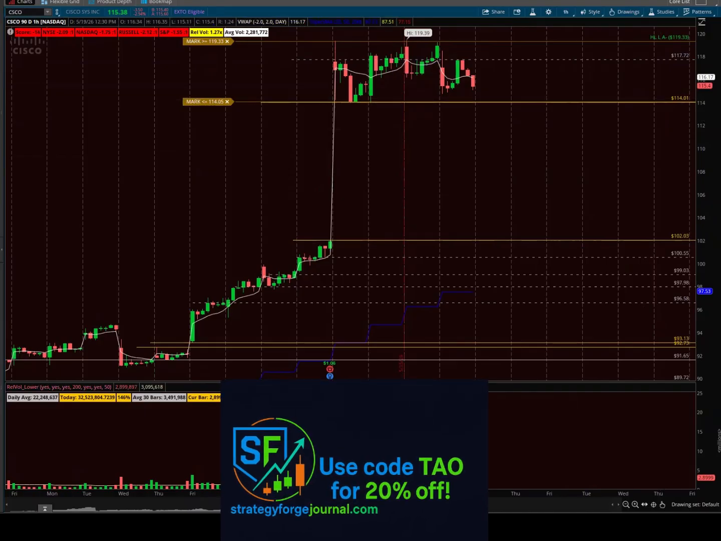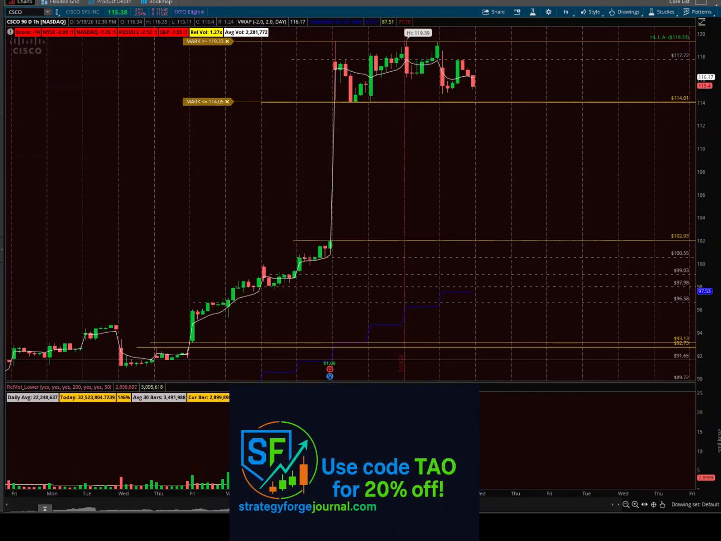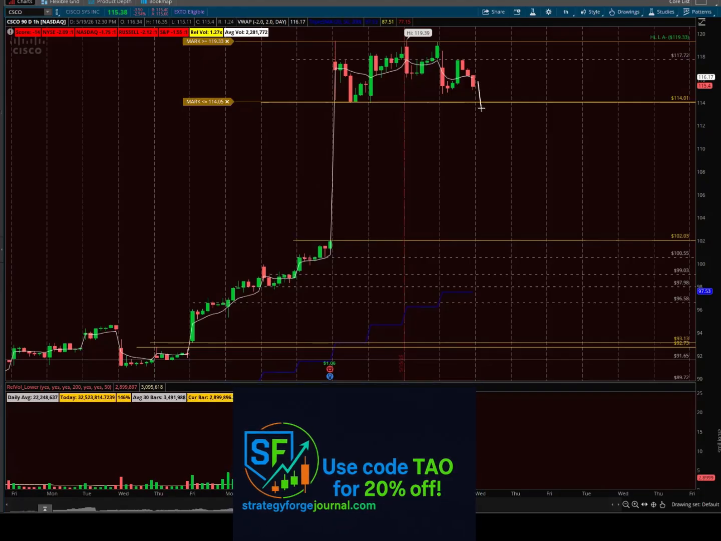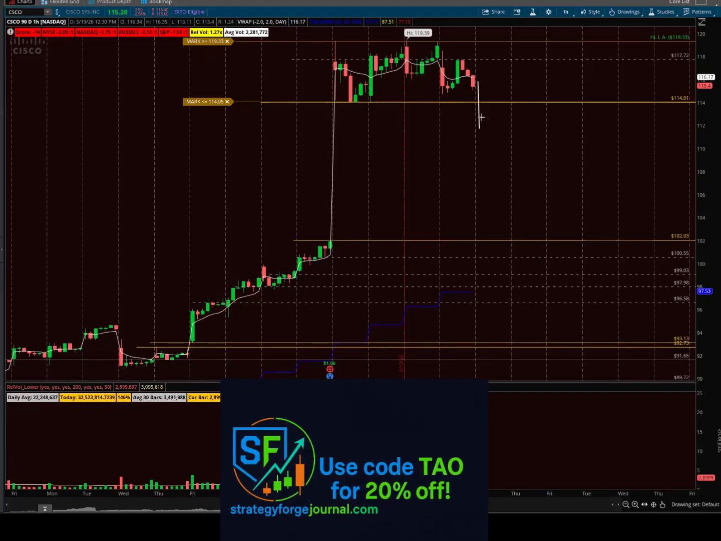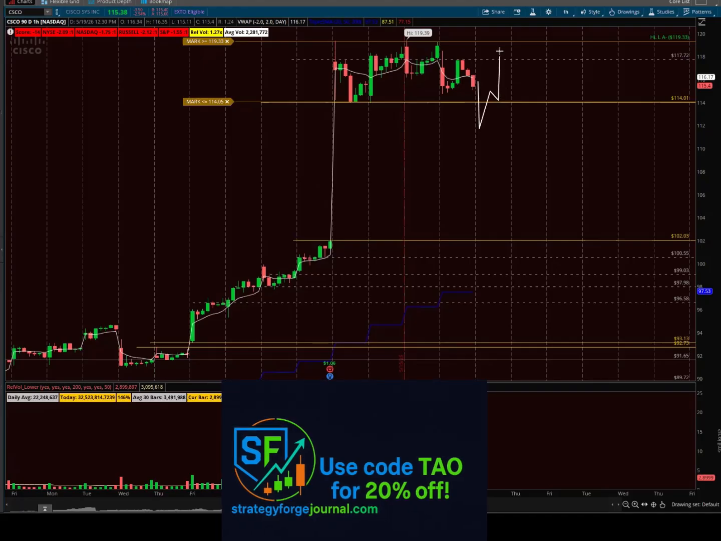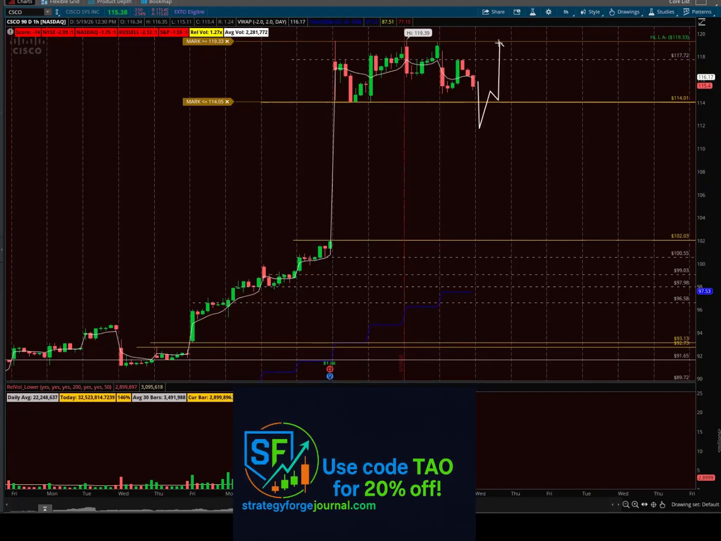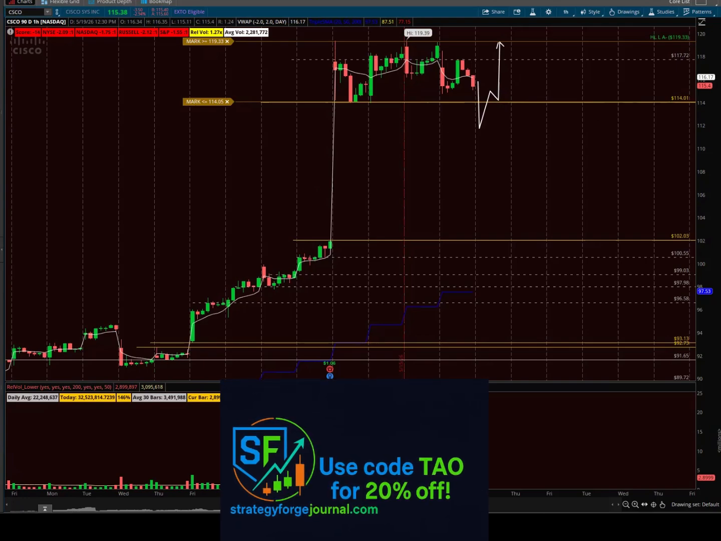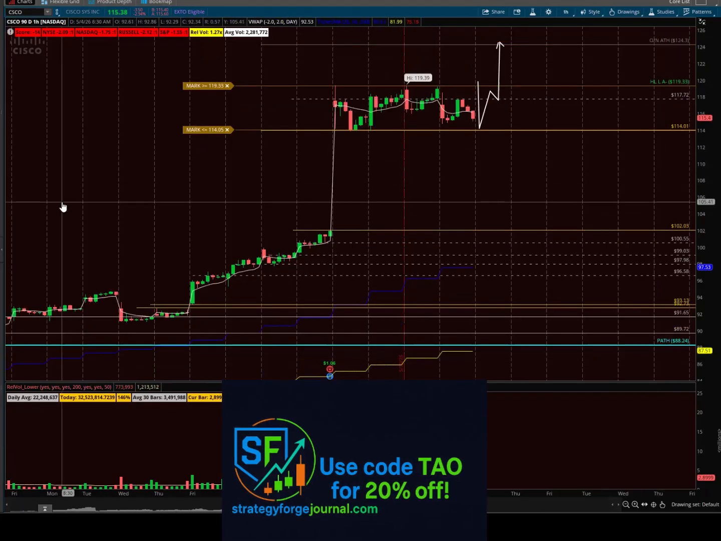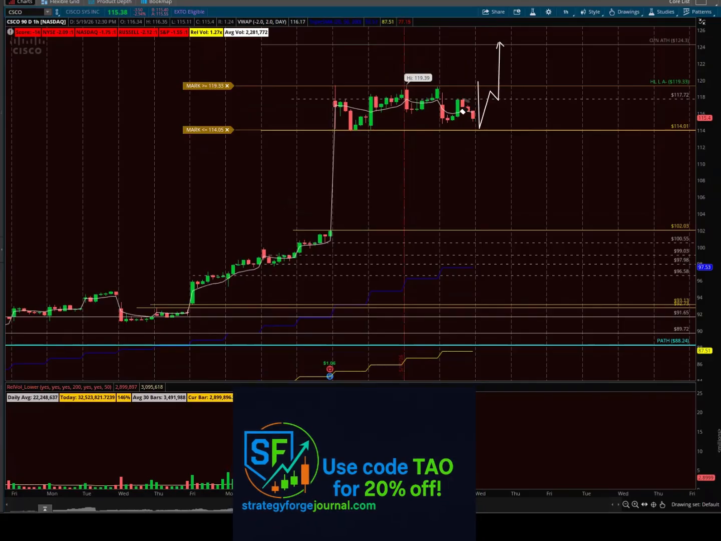So just in case anybody new is watching, this is what the idea is on Cisco. Let me get my pen. All right, so basically we are looking for either a dip into the gap that fails to close the gap, comes back up, gives a higher low back into this range, and then we target equal highs there. And possibly try and hold some runners to continue to new all-time highs. If that happens, that's the first idea on Cisco.